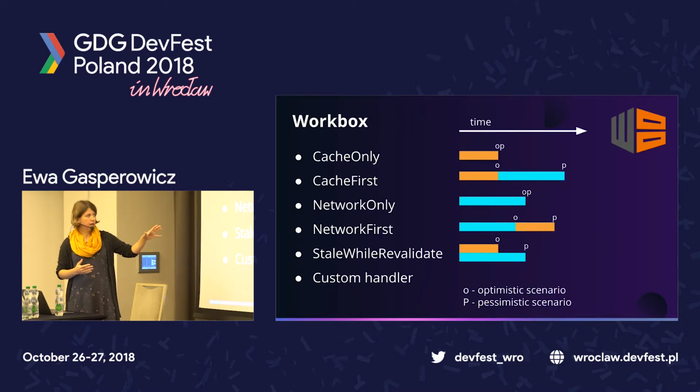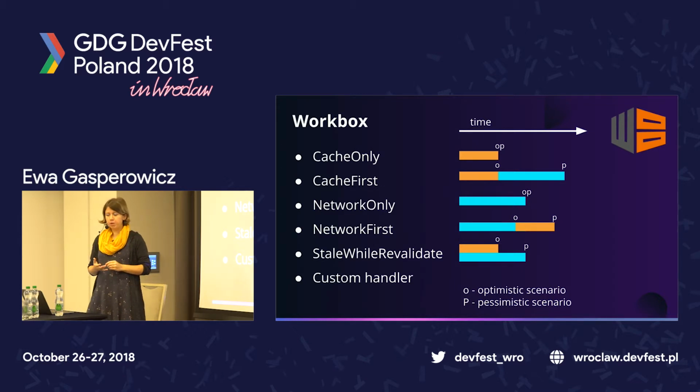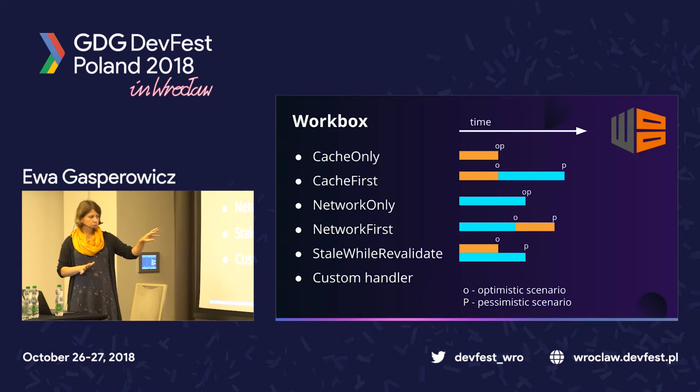Here are some heuristics. I wouldn't call it a proper measurement, but heuristics about the potential performance implications of using different strategies. O is always for the optimistic scenario where the content ends up on the page, and P is for the pessimistic scenario.